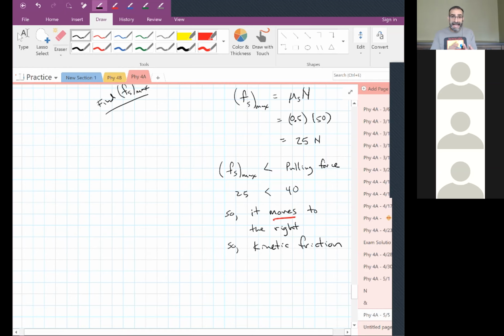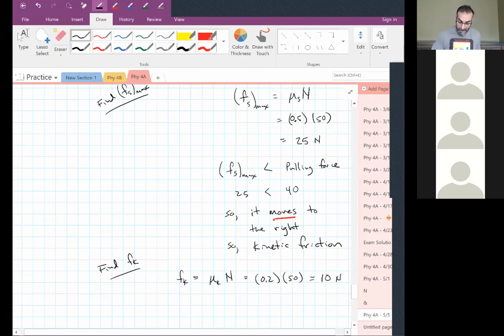You only have one kind. You either have static friction or you have kinetic friction, never both, right? The surfaces are either stationary with respect to each other, static, or there's sliding, kinetic. You can't have both. It's one or the other. So as soon as we know it starts to slide, we know we're in kinetic friction mode. So we need to find the kinetic friction force. Mu times the normal force. What was it? It was 0.2. 10 Newtons.